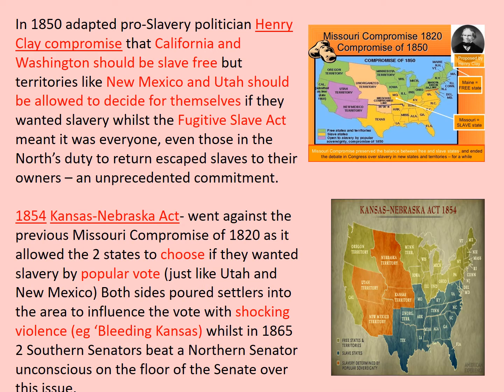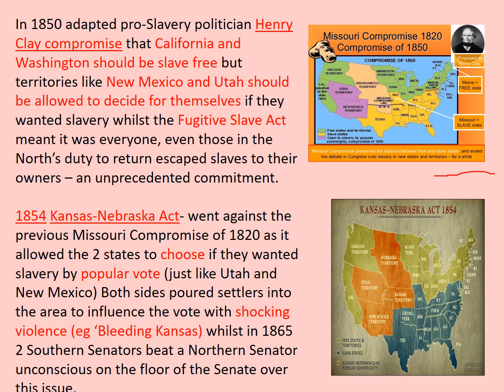Right, now the South tried to fight back, and in 1850 we got the Henry Clay Compromise. Sorry, California should be free, but the new territories like New Mexico and Utah should be allowed to decide for themselves. That goes against the previous agreements. Meanwhile, they also managed to pass a Fugitive Slave Act, which says that if escaped slaves have been found, even in the North, then the North had a duty to return them.